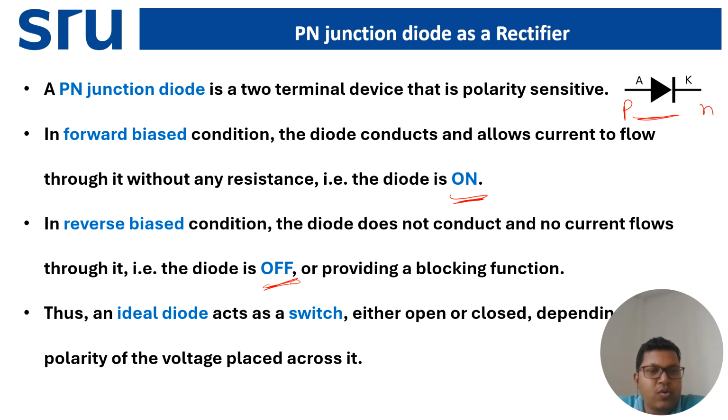Thus, an ideal diode acts as a switch, either open or closed, depending on the polarity of the voltage placed across it. Maybe you are already aware that if we connect a power supply with the P side positive and the N side negative, we call this the forward bias. And if we connect a battery with negative to the P side and positive to the N side, that condition is called the reverse bias condition. This is how we can use a PN junction diode as a switch.